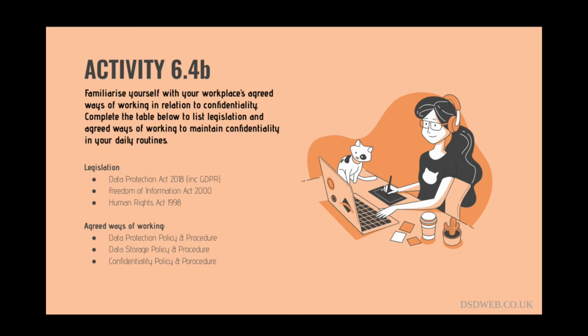Your organisation's agreed ways of working may include a confidentiality policy, an access to information policy, an information storage and sharing policy, or a data protection policy. Obviously, you're going to have to check your own organisation's policies and procedures to answer this one correctly.